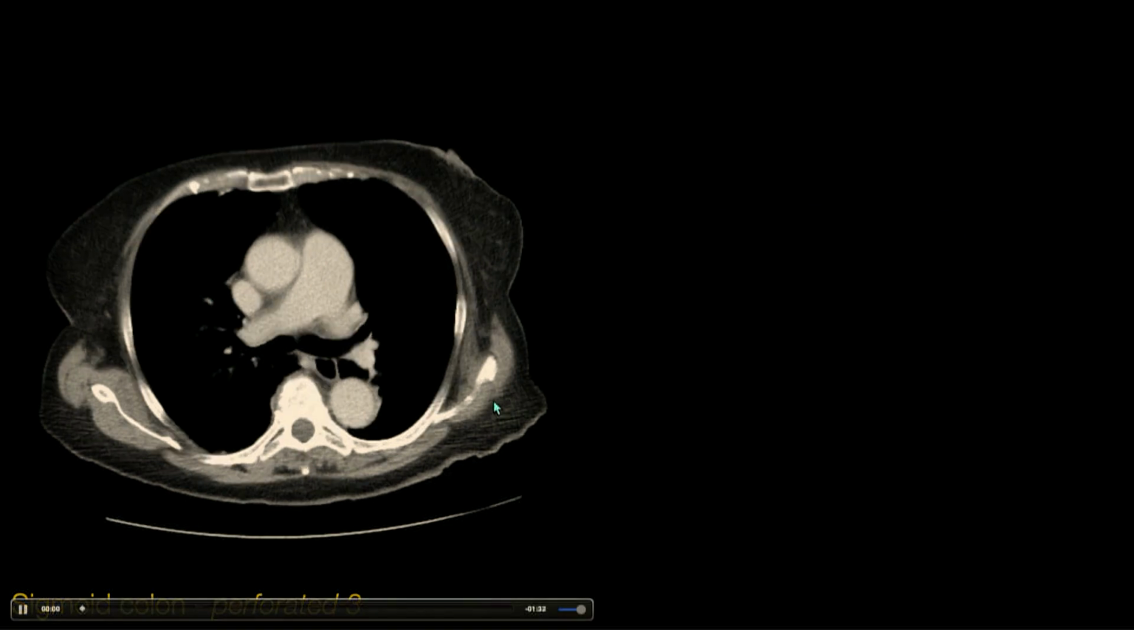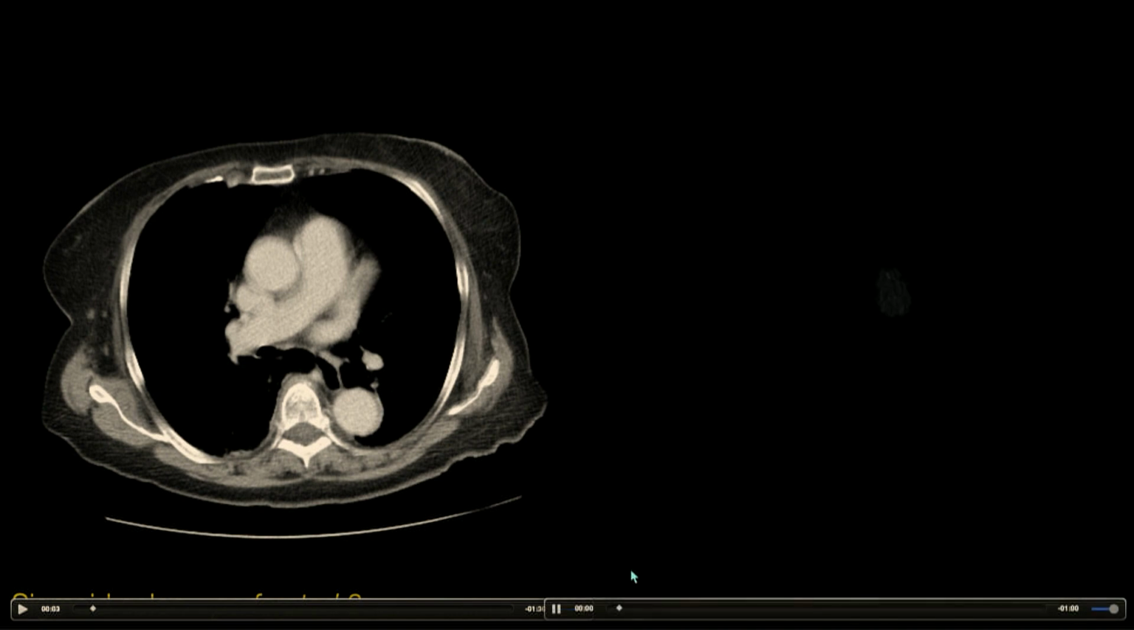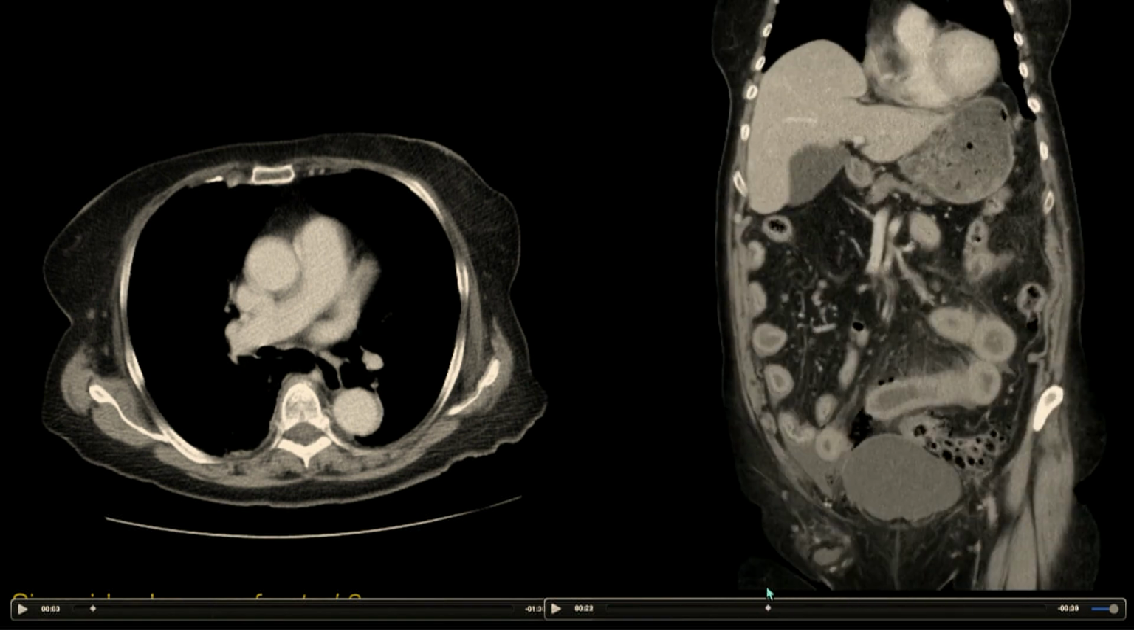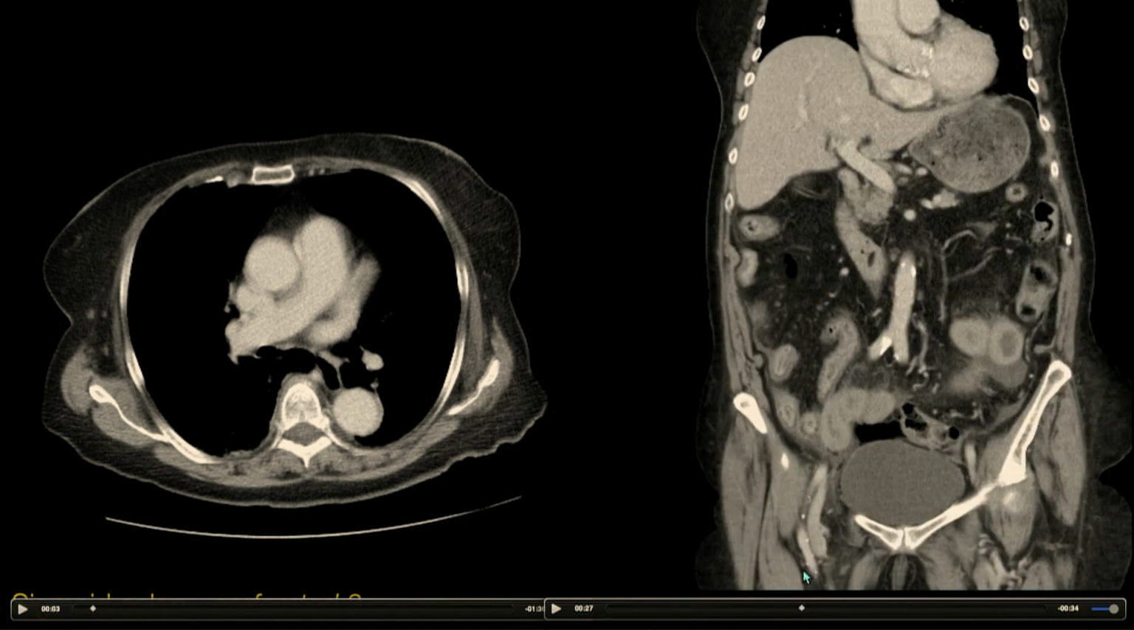And so I just want to show that actually on the coronal because we really get a sense of that long segment of small bowel inflammation. Here we go. There it is, yeah. So super inflamed small bowel, peritonitis related to perforation of sigmoid diverticula resulting in extraluminal stool.